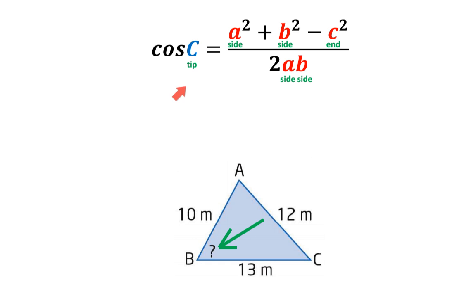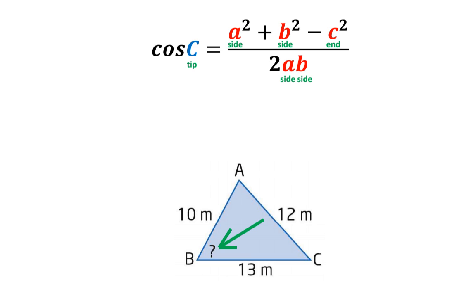Believe it or not, this is also the cosine law. It has just been rearranged. This form of the cosine law can be used to find an unknown angle in a triangle. Like I mentioned before, this arrow is always pointing to an angle, and in this case, it's an unknown angle.